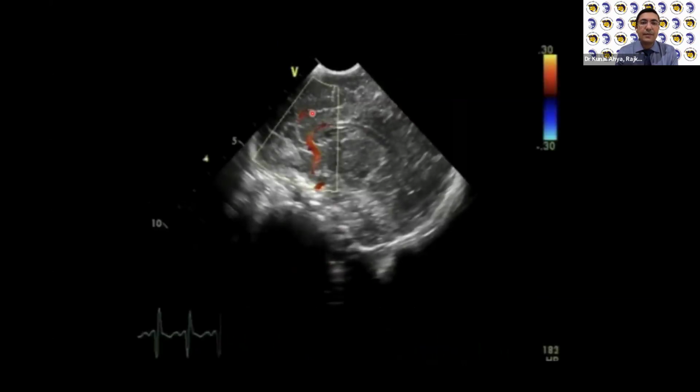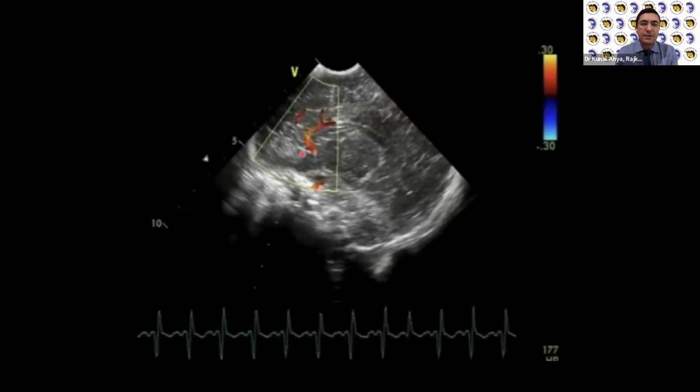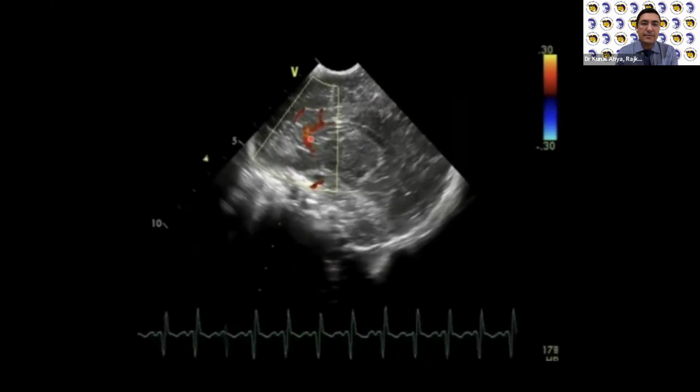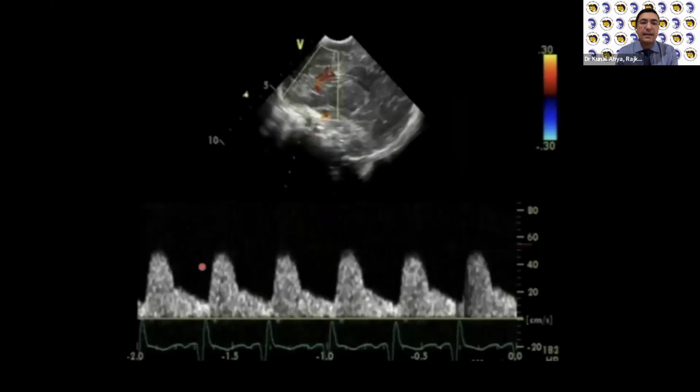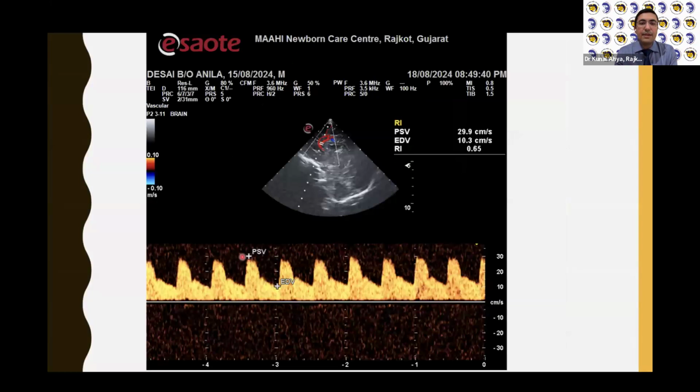So again, put your color probe, identify the pulsatile anterior cerebral artery. Then you can see a faint marking that the pulse wave Doppler gate is there. And then you again press it. So you will be able to get such images, that is your anterior cerebral artery Doppler flows. After that, you measure the peak systolic and the end diastolic, and your machine will automatically calculate the RI.